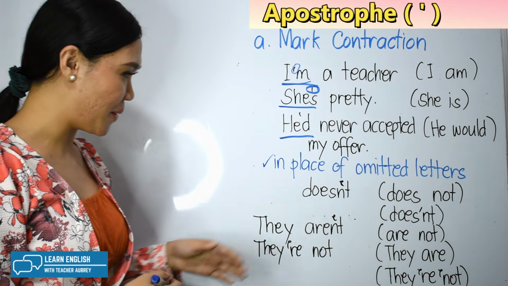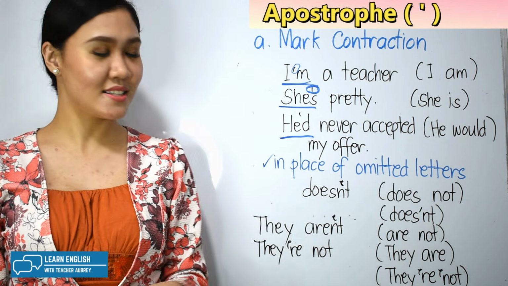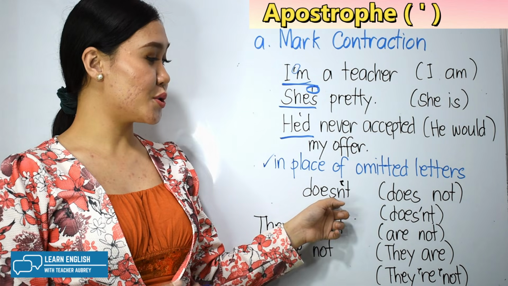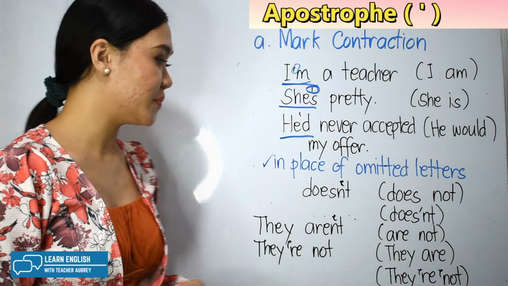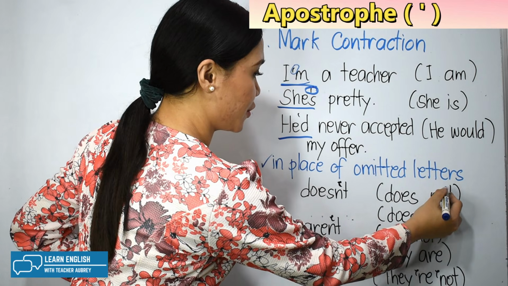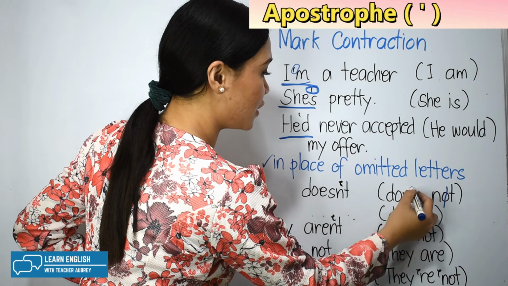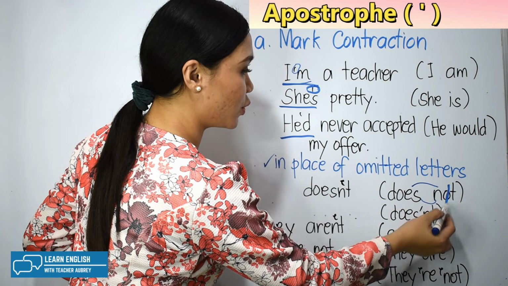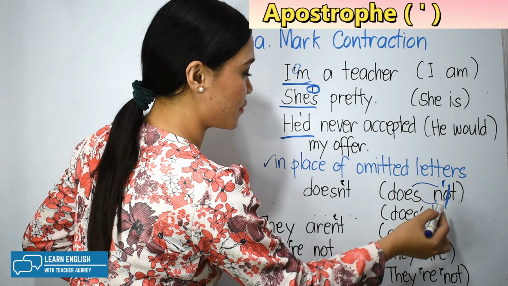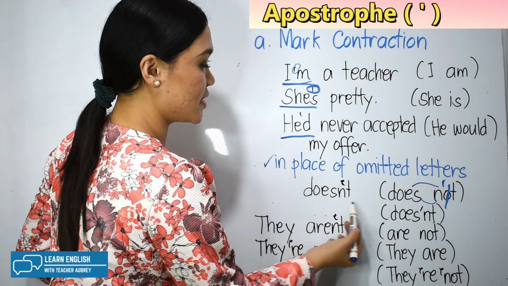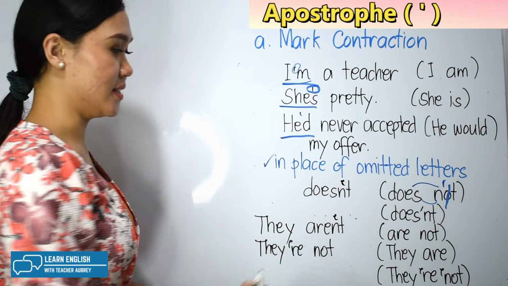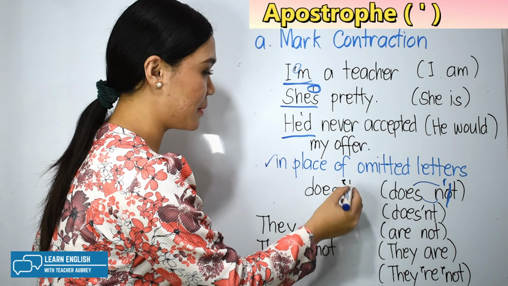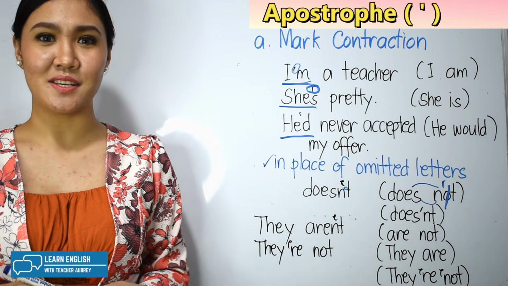Ngayon, meron tayo ditong halimbawa, doesn't. Say it, doesn't. Doesn't, that is a shorter term for the word does not. Inalis natin dyan yung letter O. At pinagdugtong sila. Nung sila ay pinagdugtong, dahil may inalis tayo rito, dyan tayo naglagay ng apostrophe. Kaya naging doesn't.